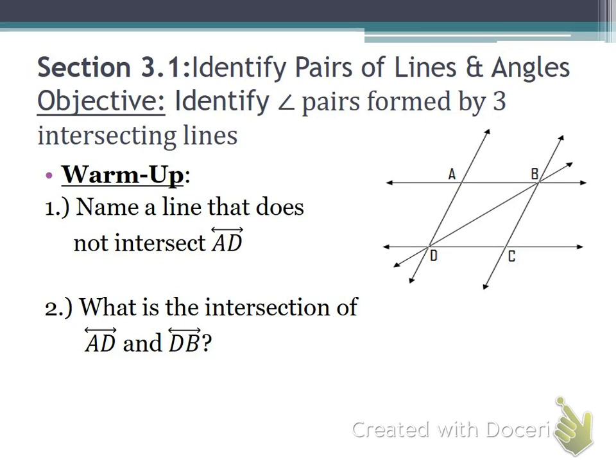All right, today we're starting chapter 3. We are going to identify pairs of lines and angles. So, that's our goal. Identify angle pairs formed by 3 intersecting lines.